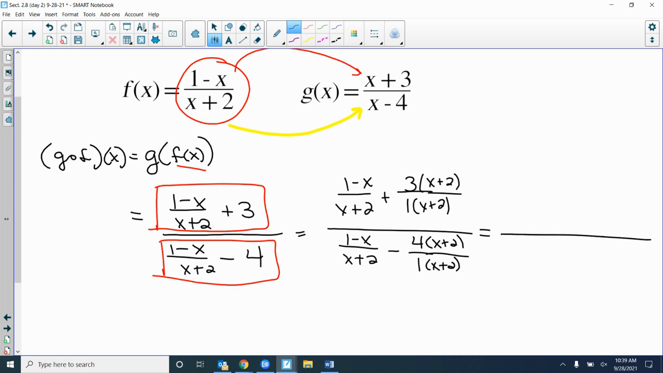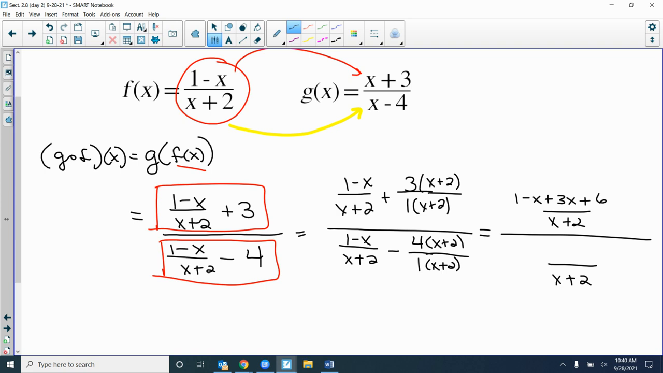All right, so now I got the same denominator, right? This is going to be 1. I can write it all over x plus 2, and I'm going to take an extra step. You might be able to do this quicker. I'm going to write this as whatever my numerators are. It's going to be 1 minus x. I'm going to distribute the 3. It's going to be plus 3x plus 6. Same thing in the denominator. My second denominator is going to be x plus 2.